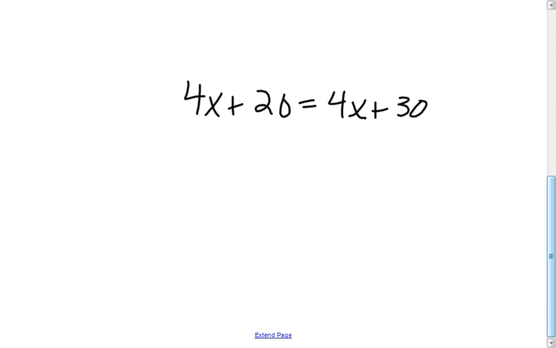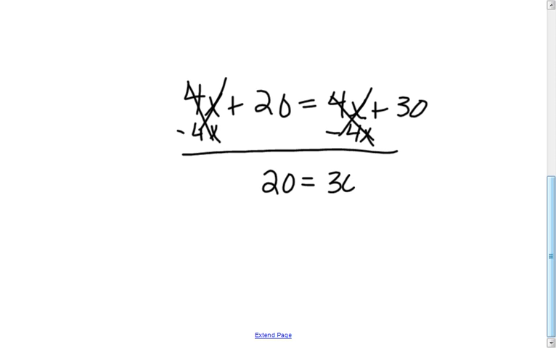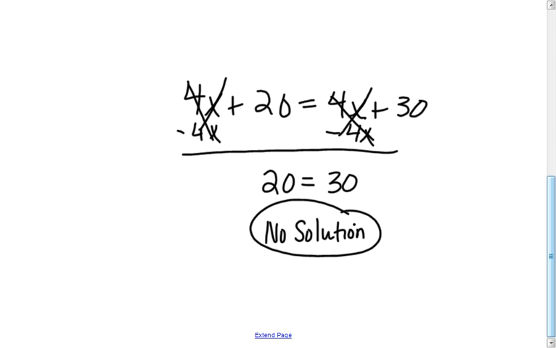Now, this is not on your note sheet, but let's talk about this. If I have, let's say, 4x plus 20 equals 4x plus 30. Okay, and I solve this now. So if I subtract 4x, again, all of your x's are gone. I have no variables left. But I have a 20 on this side, and I have a 30 on the right side. That is not a true statement. 20 will never equal 30. It never, ever, ever equals 30. So your answer here would be no solution. Or if you want to write it like that, that is the same thing as saying no solution.